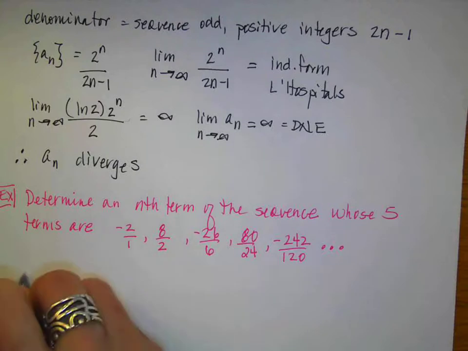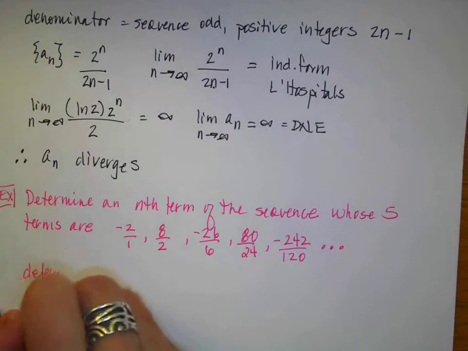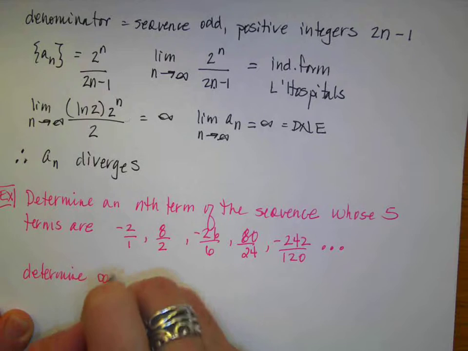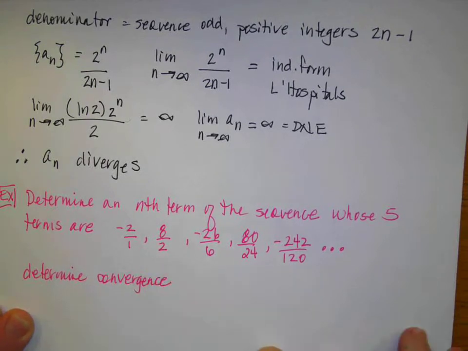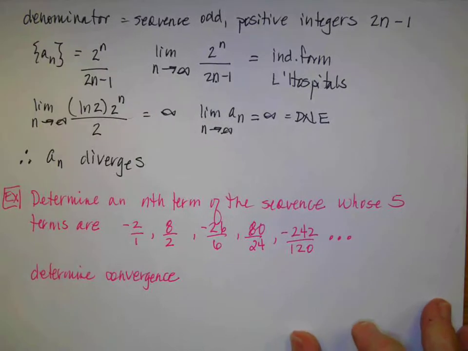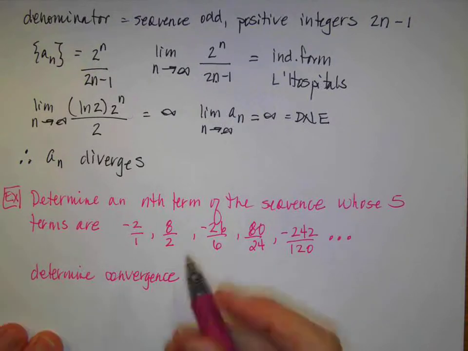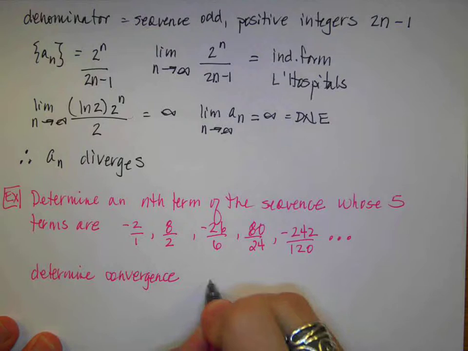Okay, so we're also going to determine convergence. And I am being a little bit lazy because technically I should write determine whether the sequence converges or diverges, and if it converges, find the value. But I don't want to write all that. So the first thing that I notice about the sequence is that the signs are alternating. And that's really easy to pull off, okay?